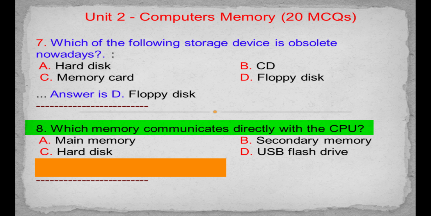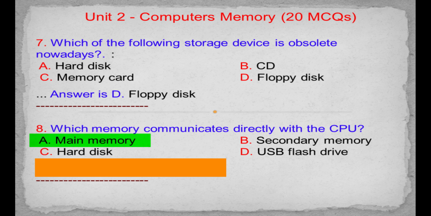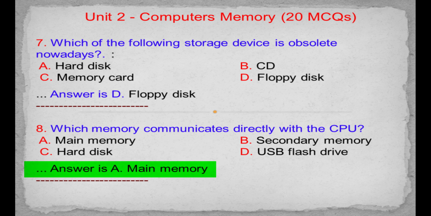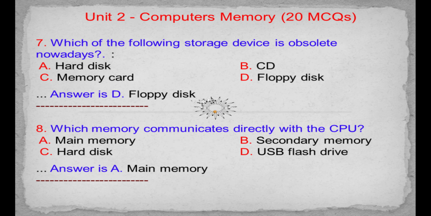MCQs number 8. Which memory communicates directly with the CPU? Option A. Main memory. Option B. Secondary memory. Option C. Hard disk. Option D. USB flash drive. Correct answer is option A. Main memory.